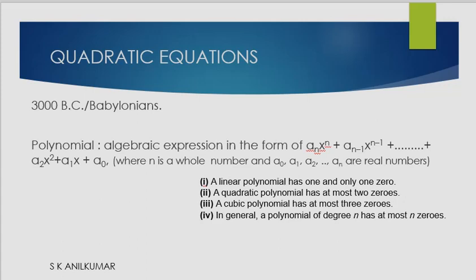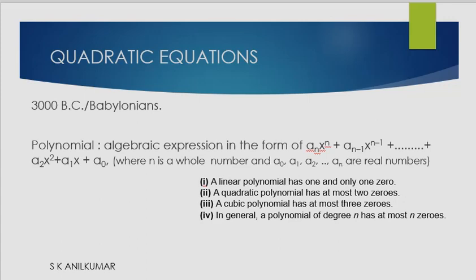Now what is a linear polynomial? A linear polynomial has one and only one zero, where the maximum power of x is x power 1 only. What is a quadratic polynomial? In a quadratic, x has a maximum of x power 2. So we have x squared plus something, and it has a maximum of two zeros. That means for two different values of x, it can become 0 as the result.